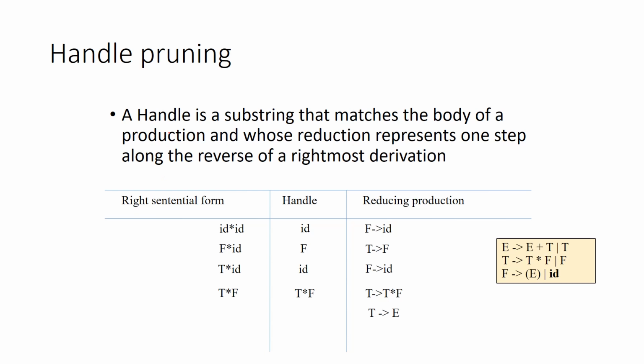We'll see what we mean by handle pruning. As I have already told you, a handle is a substring that matches the body of a production and whose reduction represents one step along the reverse of the rightmost derivation. This is what we have seen in the previous slide, the right sentential form. A handle is the substring that matches the body of the production. So this ID matches the body of the production F derives ID, and this ID will be replaced with F.